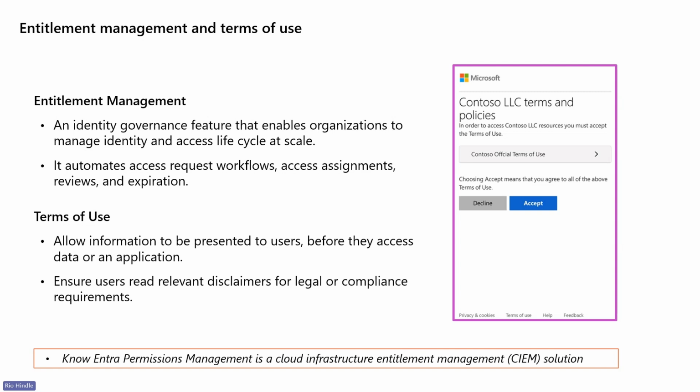From managing external users, like when a user who isn't yet in your directory requests access and is approved, they're automatically invited into your directory and assigned access. When their access expires, if they have no other access package assignments, their business account in your directory will be automatically removed.